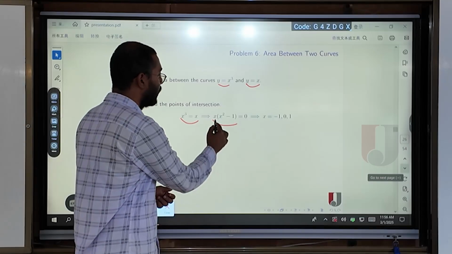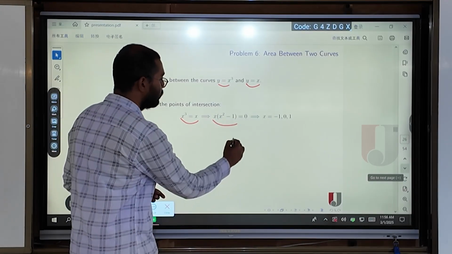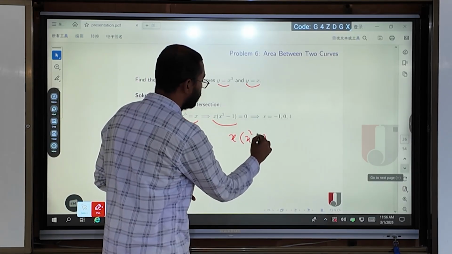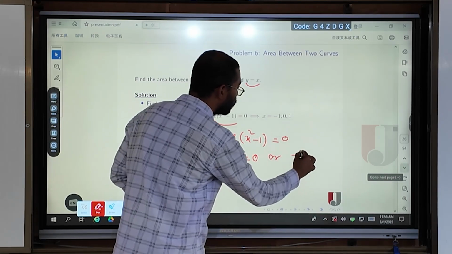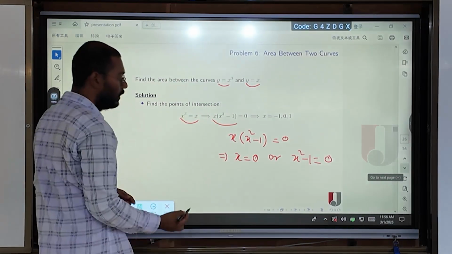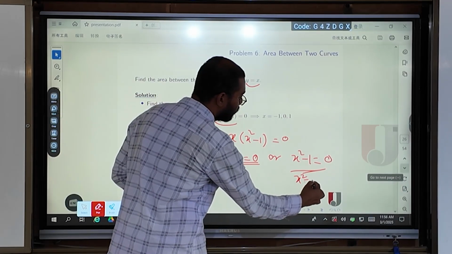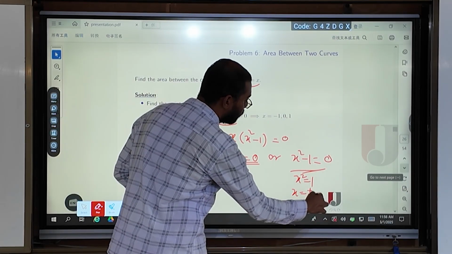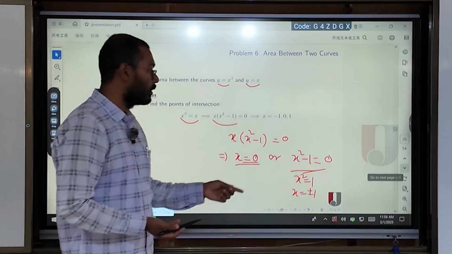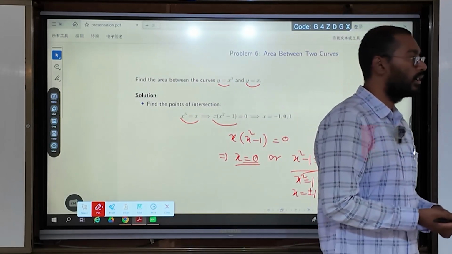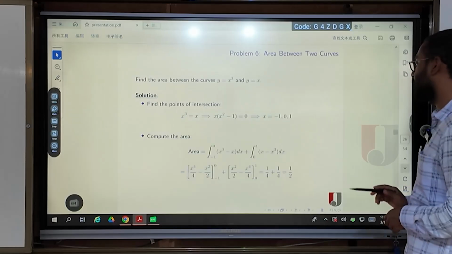So the product of two elements, x into something, equals 0, and since they are real numbers, either x equal to 0 or x square minus 1 equal to 0. So x equal to 0 we are getting, and from x square equal to 1 we are getting x equal to plus minus 1. So from here also you can find that the intersection points are 0, plus 1 and minus 1. So there are three intersection points. Okay.